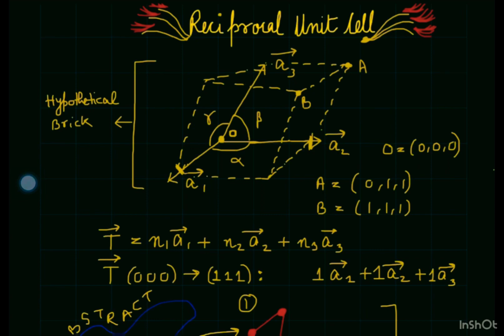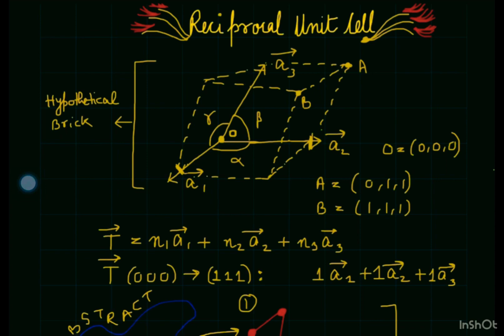Now, if we take the brick, it's what we call a unit cell. A unit cell is the smallest repeating unit in a crystal. I think you have heard this definition 10 million times in school. The entire lattice is generated by the repetition of this unit cell in different directions.